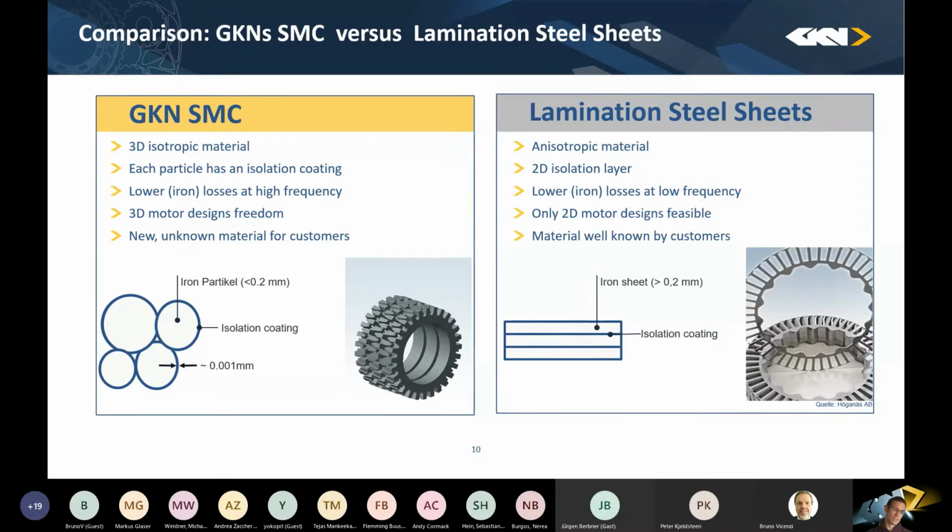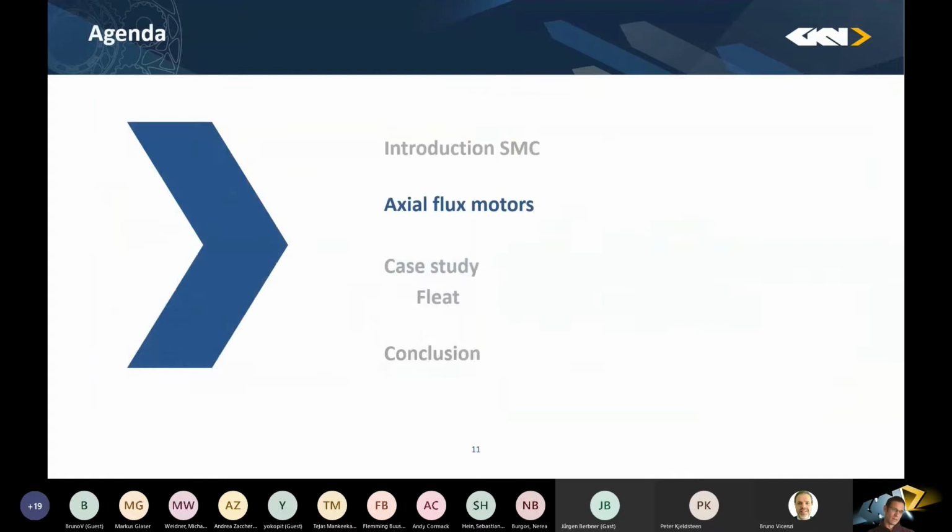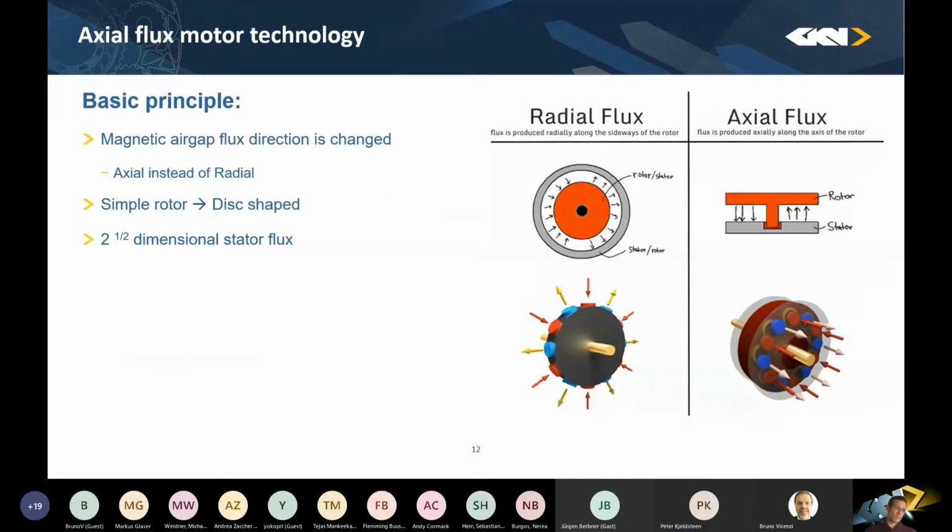And Peter at the beginning already introduced it and told many people still don't know SMC well enough to build motors out of that. So there we as PM community are working in convincing many of the customers, building prototypes, projects, and bringing the material more and more into the market and building confidence in this kind of materials. So one of the products which we use there is axial flux motors. There SMC is very often used. But let's start with the basic principle of axial flux motors.